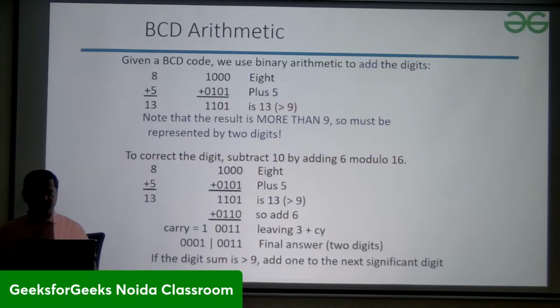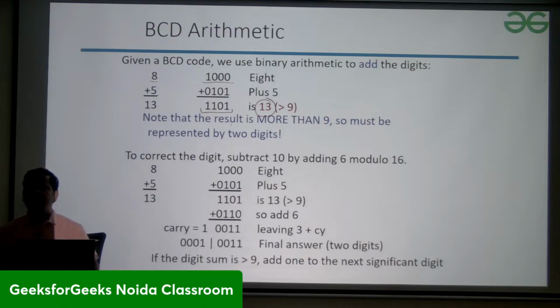So just look at the BCD arithmetic. That was binary addition, subtraction, and multiplication. Now look at BCD arithmetic. You have some numbers in BCD and you want to add them. Just look at the example: 8 is represented as 1000 and 5 is represented as 0101. Apply the addition on this and the result is going to be 1101, which is equivalent to 13.